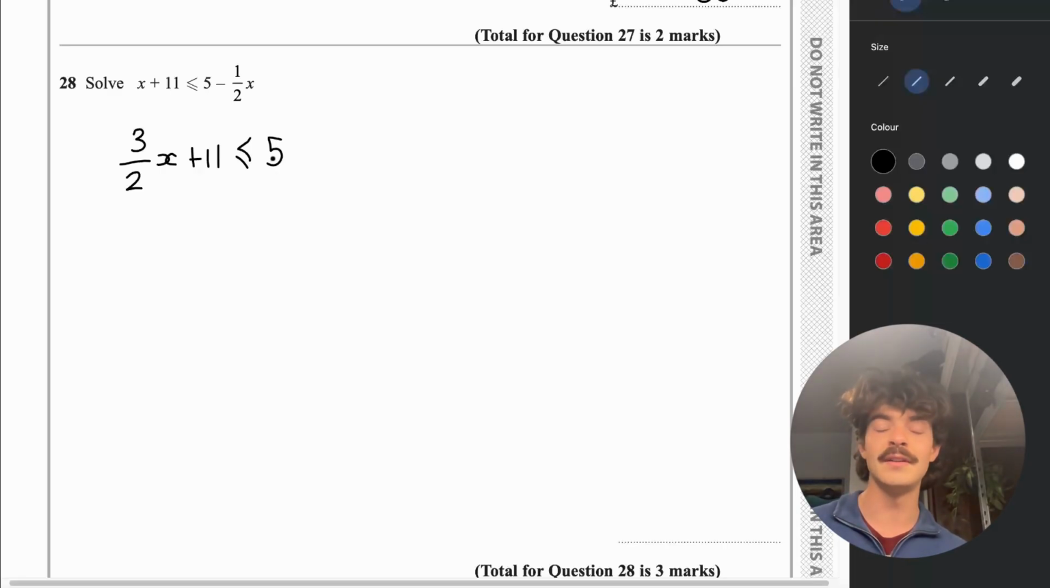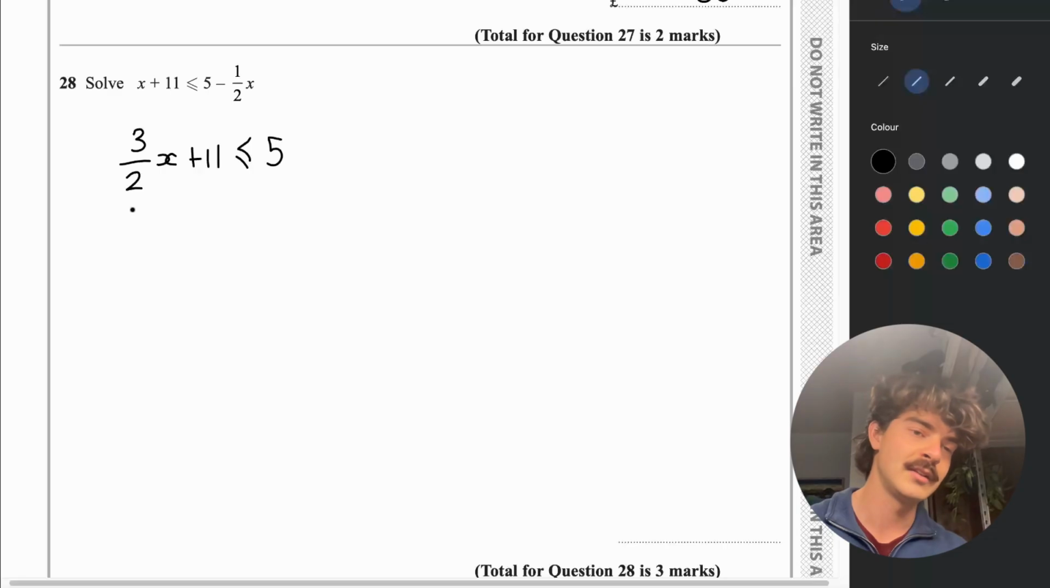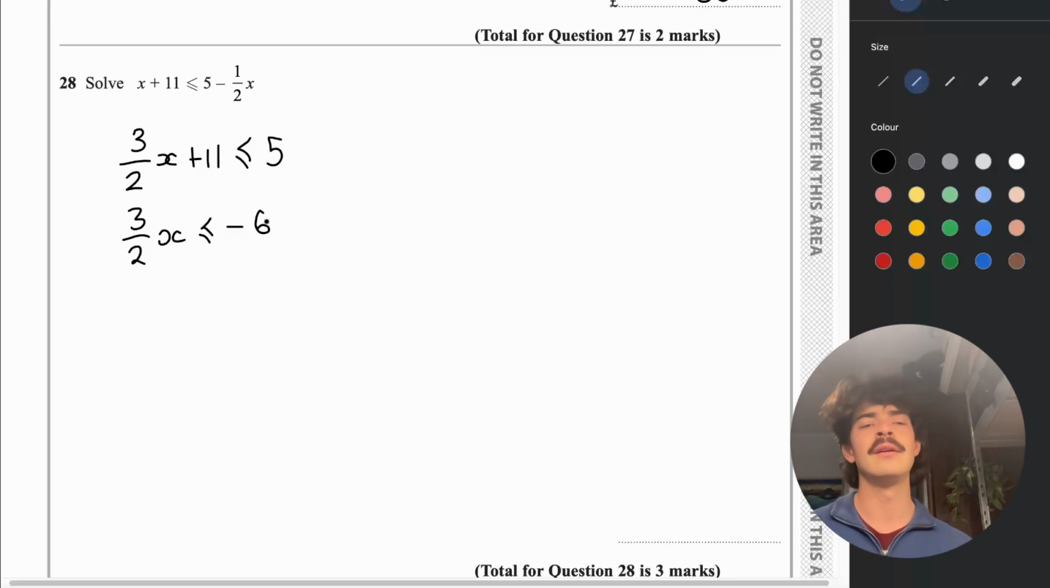Our next objective is to make sure that we've just got x's on one side and numbers on the other. So to do this, we're going to take away that 11, leaving us with 5 take away 11, which is minus 6. And now we're left with quite a weird thing. 3 halves, or 1.5 times x, is less than or equal to minus 6. But we want just x, right? So we're going to have to divide by 3 halves.